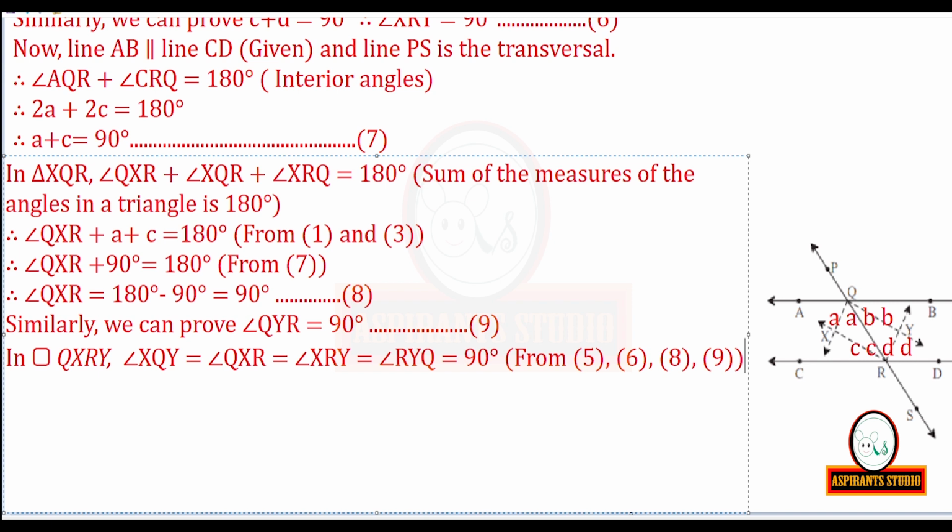Therefore, by the definition, we get quadrilateral QXRY is a rectangle. Each angle of that figure is having measure 90 degrees. So the figure becomes a rectangle by the definition. So you write, hence we prove that quadrilateral QXRY is a rectangle.